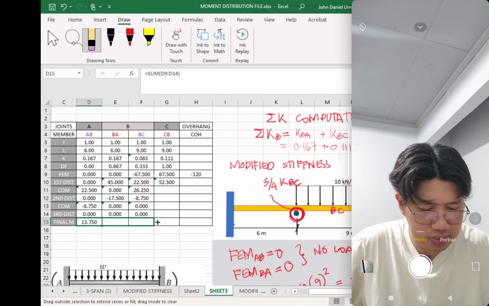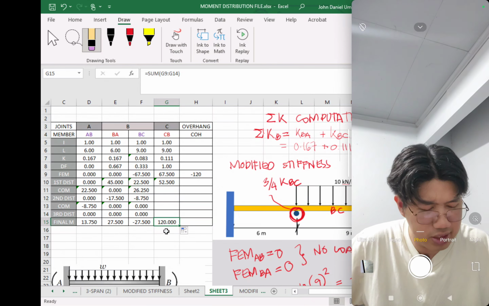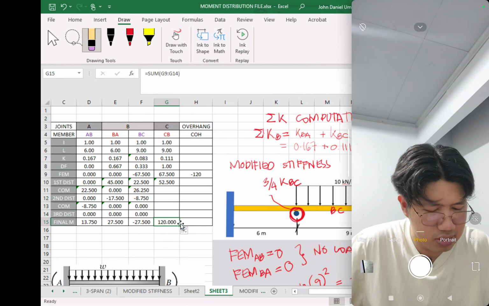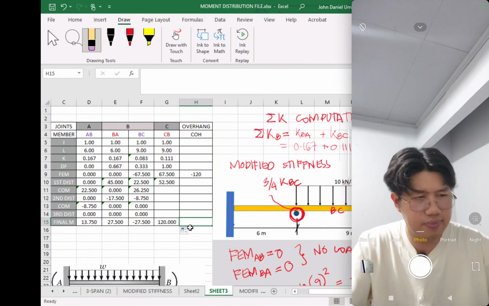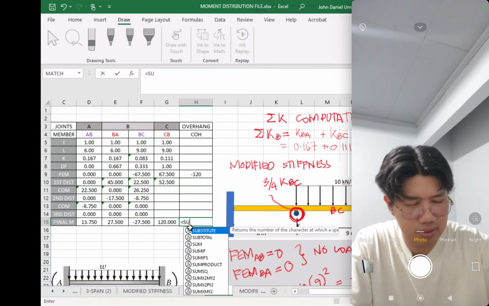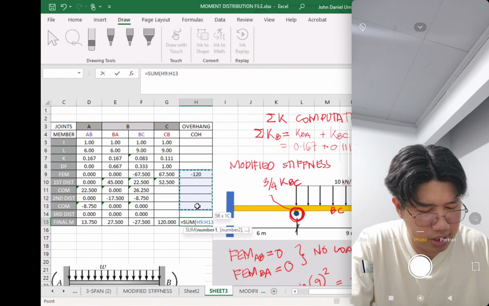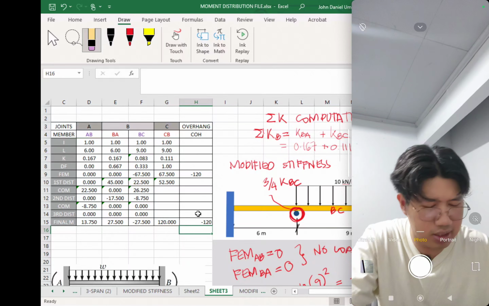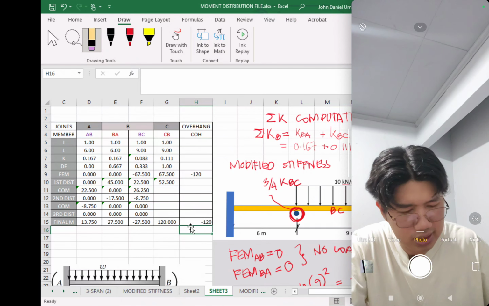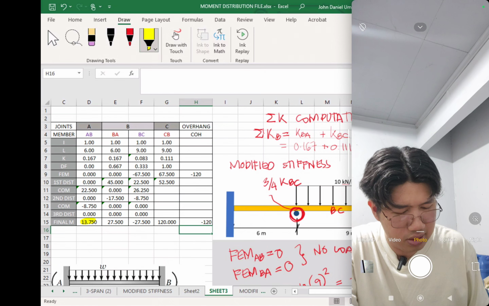and then you, ayan. As you can see, dapat balance yung mga sa joints. So we can also sum this one, since wala naman, mananatili lang siya negative 120 niyan. Okay, as you can see, dapat balance yung mga sa joints. Okay, sa joint A, ito lang, since fixed siya, hindi talaga yan magiging 0.